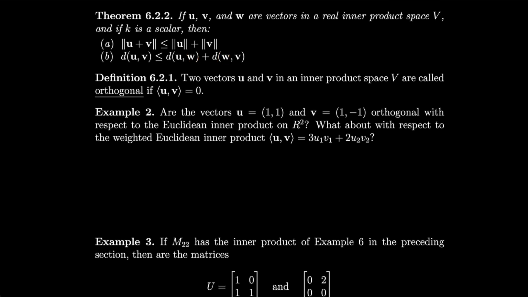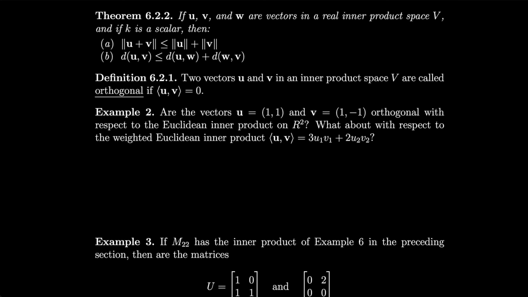Two vectors u and v in an inner product space V are called orthogonal if the inner product is 0. Very similar to how we had orthogonality with the dot product being 0. So how about we check if the vectors u and v in example 2 are orthogonal with respect to the Euclidean inner product in R2, and how about with respect to the weighted Euclidean inner product that is given.